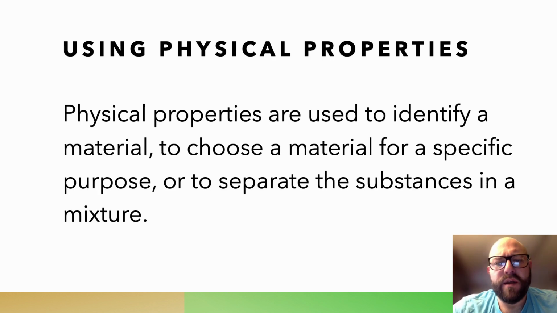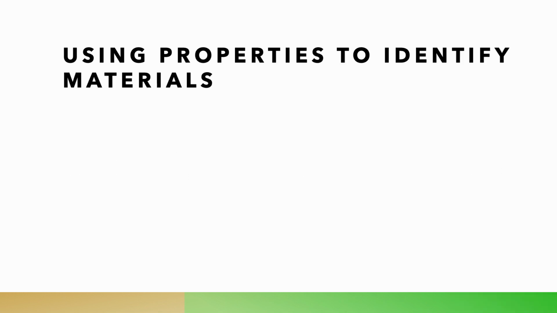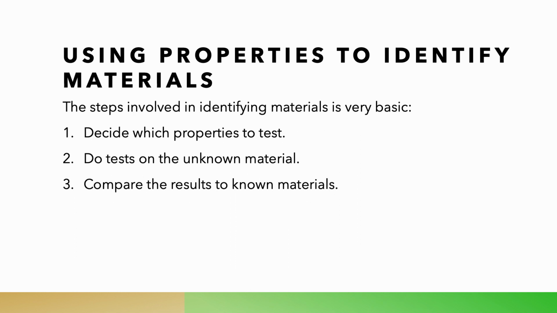Let's talk about how we can use these physical properties. We can use them to identify material, choose a material for a specific purpose, or separate substances into mixtures. Using properties to identify materials. The steps involved in identifying materials are very basic. Decide which properties to test, do tests on the unknown material, and compare the results to known materials.